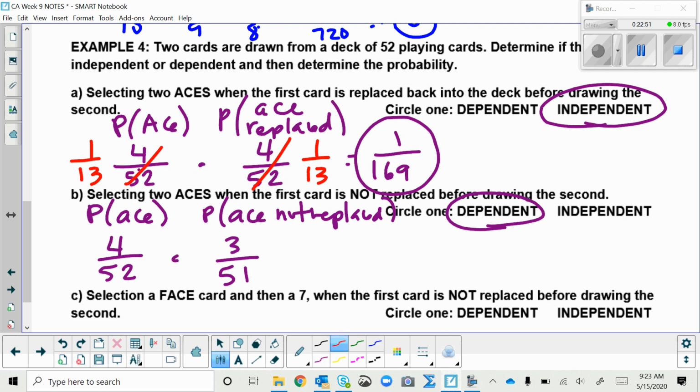I'm going to simplify this again to 1 over 13. 3 over 51 does not simplify. So multiplying across the top gives me 3, and across the bottom gives me 221.